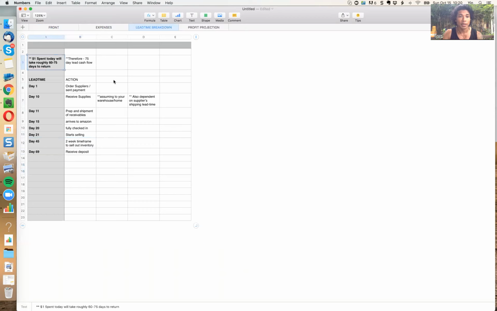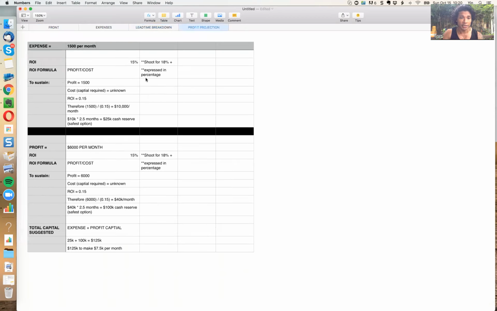Now, this last tab is probably the most important part, because it will simply break down the minimum capital you'll need to make X amount of profit, okay? So let's look at the top tab here. We have expenses, which is $1,500 per month. And we want to look at our business in terms of ROI, right?